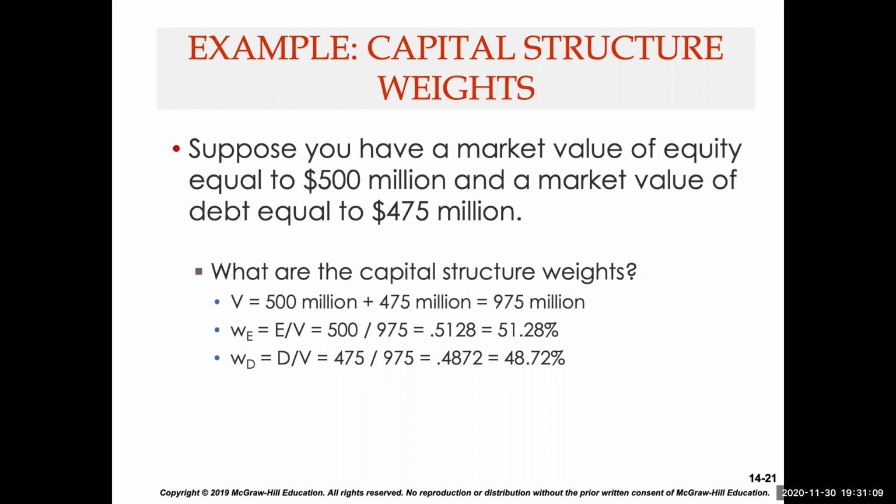So the weighting of equity versus the weighting of debt: we take the 500 of equity divided by the 975 in total, and we get 51.28% of our firm being financed by equity. And then 1 minus that number obviously gives you the other component related to the debt. So a little over 51% of it is financed using equity and the remainder is financed using debt.